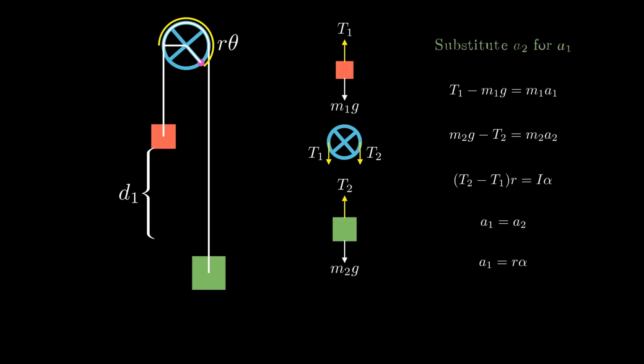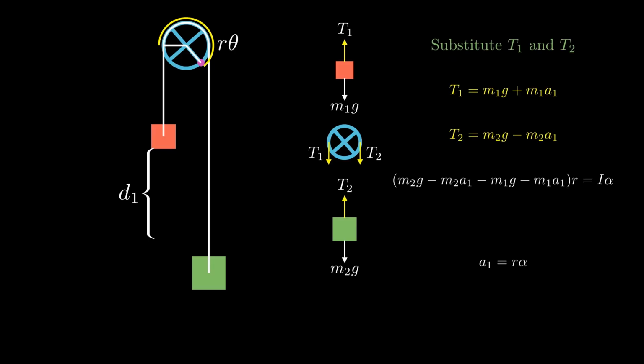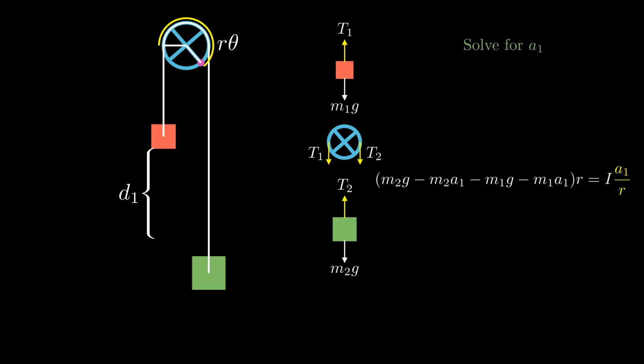We can first substitute a2 as a1 because a1 is equal to a2. We then rewrite T1 and T2 and substitute them in the third equation. In the next step, we have to substitute that alpha is equal to a1 over r. Now the only unknown variable remaining in the equation is a1, and we can solve this to find the acceleration of the mass m1.